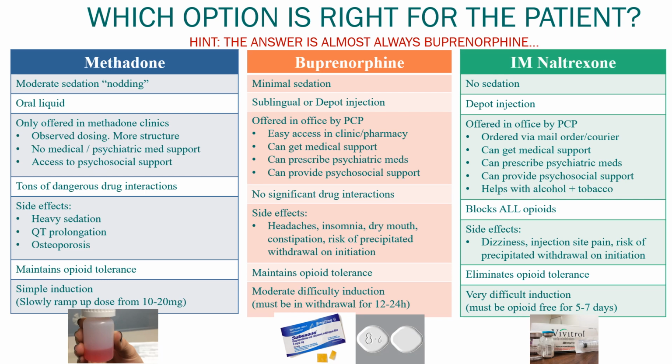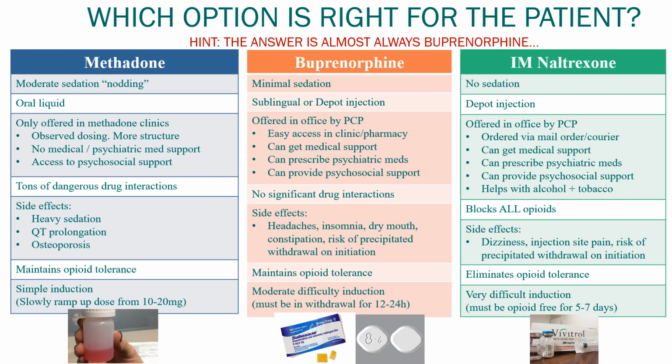The side effects are relatively minor. Sometimes people will get injection site pain. It gets injected into the butt, the gluteus, in the upper outer quadrant. The main problem with IM naltrexone is it's incredibly difficult to start on patients with opioid use disorder because they have to be 5 to 7 days with no opioids in their body. If you give Vivitrol to someone that does have opioids in their body, it causes precipitated withdrawal that lasts for a really long time, like as long as 2 or 3 weeks, where they're vomiting and having significant withdrawal symptoms.